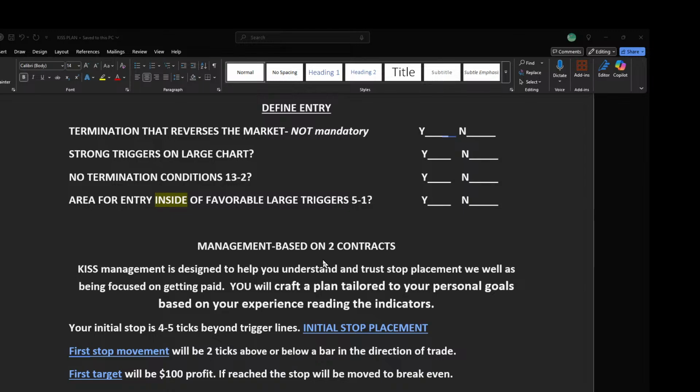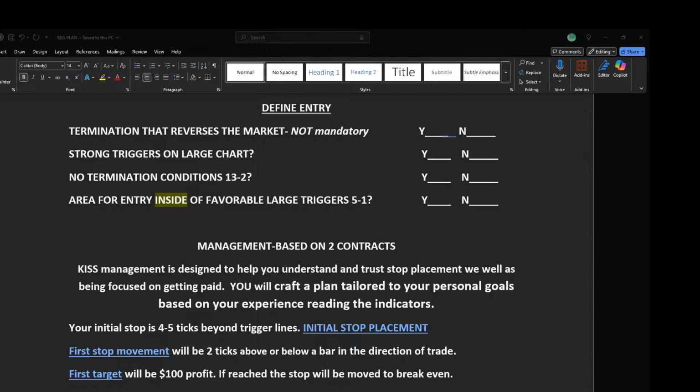You're going to do the same thing for management, guys. It's going to be just as mechanical as your entries. And the KISS plan is designed to get you in with 2 contracts. It's designed to get you focused on and trusting stop placement. And it's designed to get you paid, guys, because for whatever reason, you guys hate to get paid and get out of the market. You would rather suffer and lose than get out of something that you think may continue. So this is going to help break you of that habit, guys.